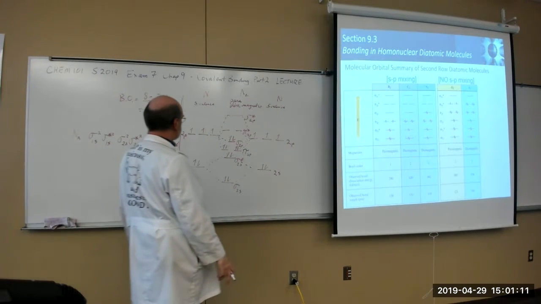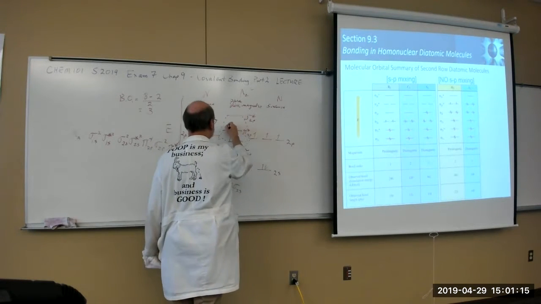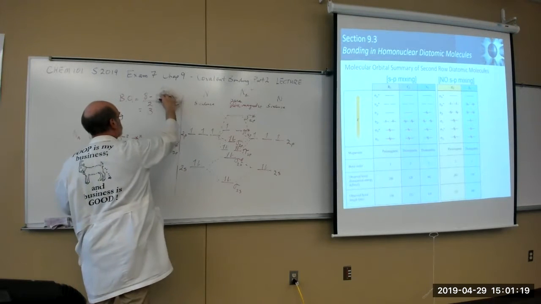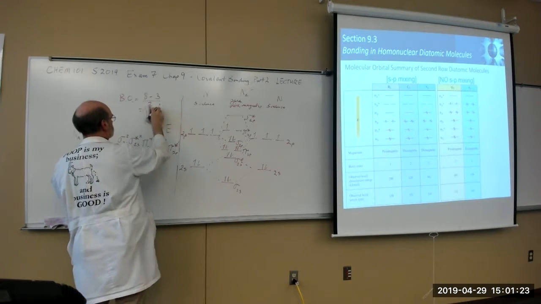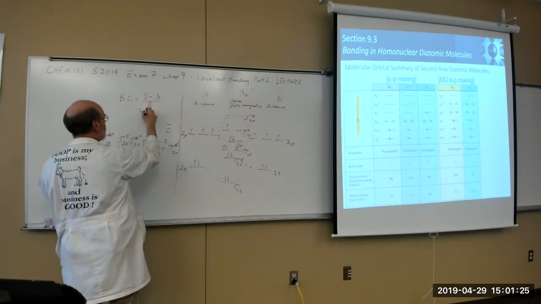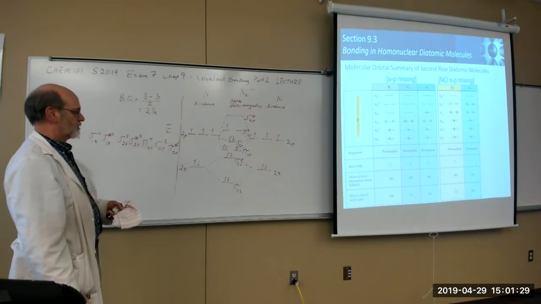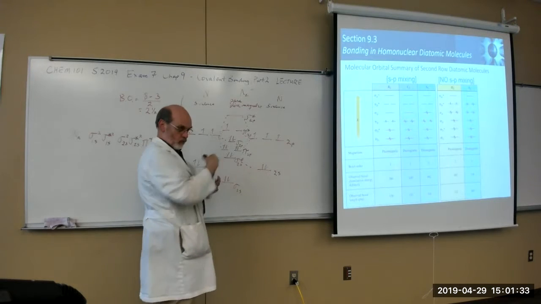What did we do just a minute ago? We added an electron, right? So it would go in here. So that means now we have 3 anti-bonding. So 8 minus 3 is 5. That's 2.5. We have weakened the bond by adding an electron. We add another electron, it's also antibonding. We'll weaken it further.